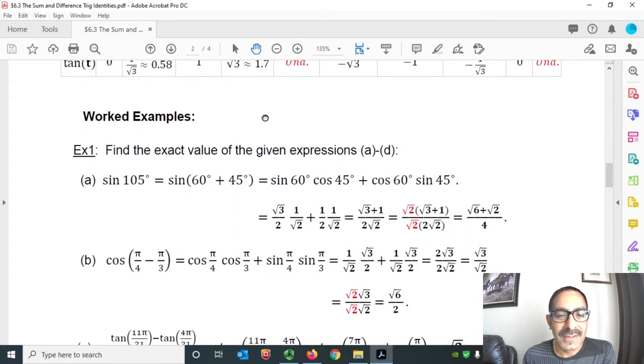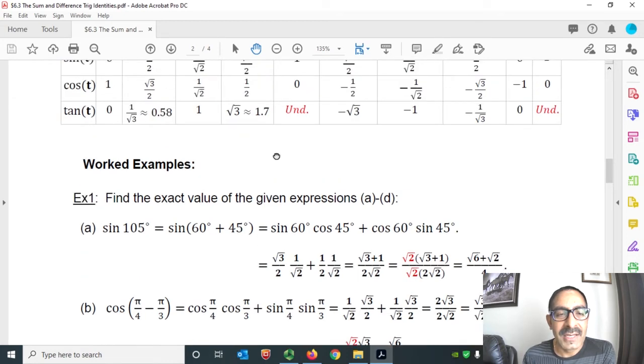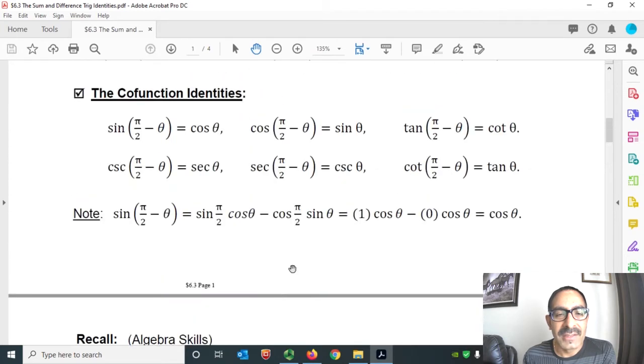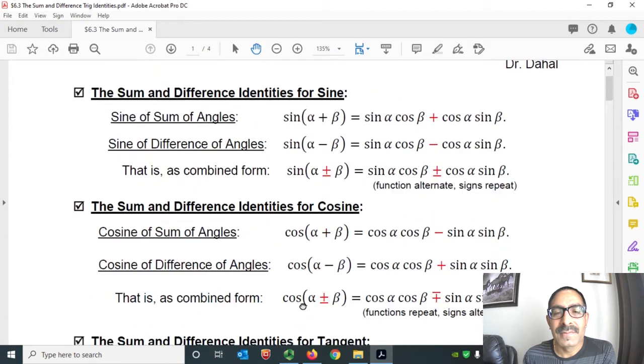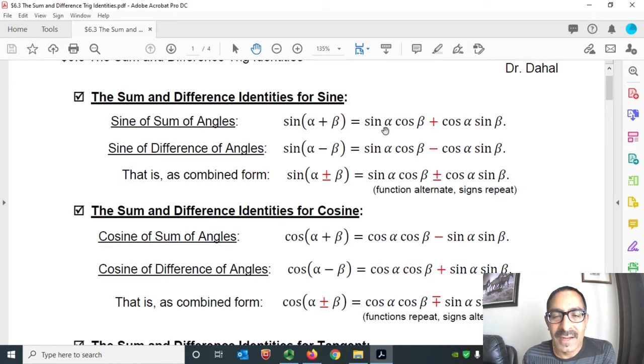Example 1. Find the exact value of the given expressions, parts A through D. Let's do part A. Let's find the value of sine 105 degrees. We can rewrite 105 degrees as 60 degrees plus 45 degrees, and we use the formula for the sine of the sum of angles. Let me show you the formula here. Sine of alpha plus beta is sine alpha cosine beta plus cosine alpha sine beta.